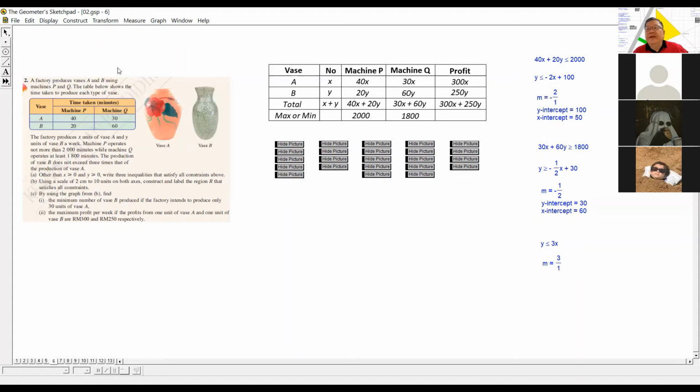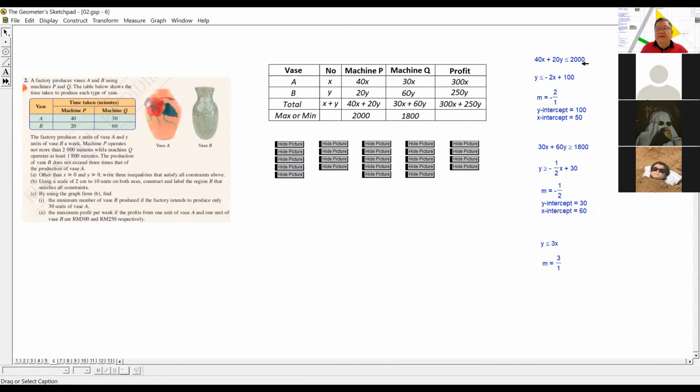Okay, the first one. This one: 40x plus 20y must be less than or equal to 2000. The constraint on machine P is that you cannot use more than 2000 minutes. So it has to be less than or equal to 2000. So I write down 40x plus 20y less than or equal to 2000.